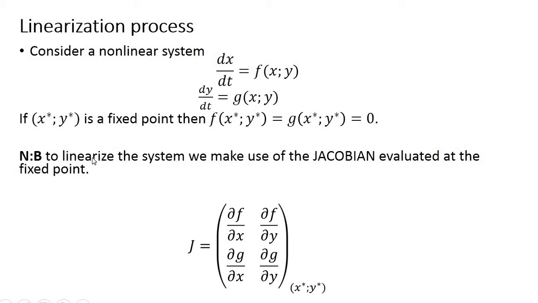However, to linearize the system, we make use of the Jacobian, and this Jacobian is evaluated at the equilibrium point, or the fixed point. The Jacobian of this system is partial f partial x, partial f partial y, partial g partial x, partial g partial y, evaluated at the fixed point.